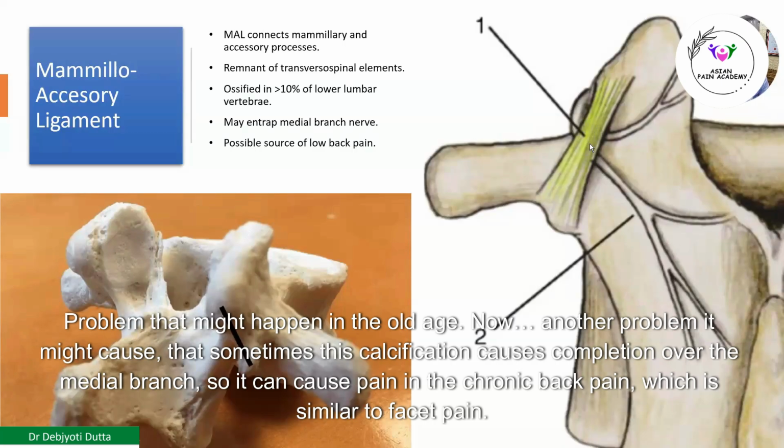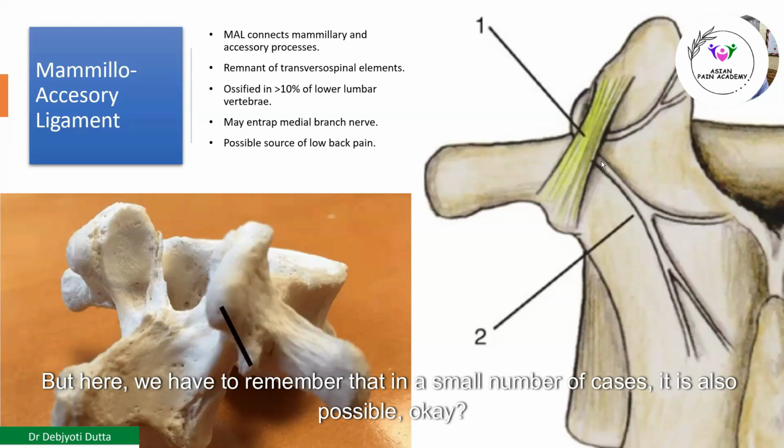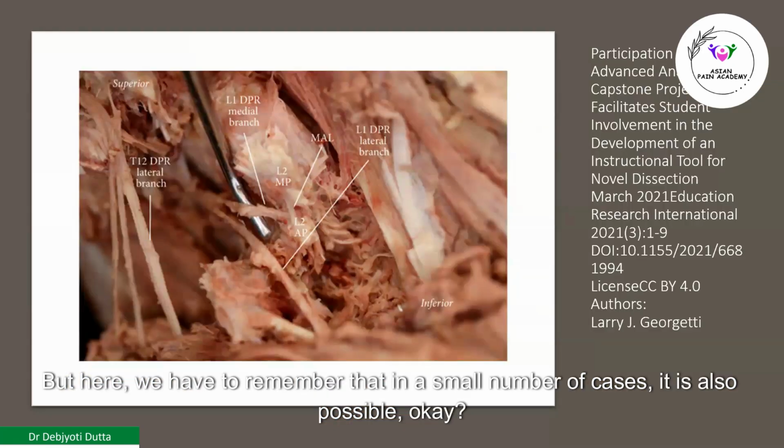Now, another problem it might cause is that sometimes this calcification causes compression over the medial branch. So it can cause chronic back pain, which is similar to facet pain, because of the calcification of this mammillo-accessory ligament. So it is very difficult to diagnose, but here we have to remember that in a small number of cases, it is also possible. So it can be a possible source of back pain.